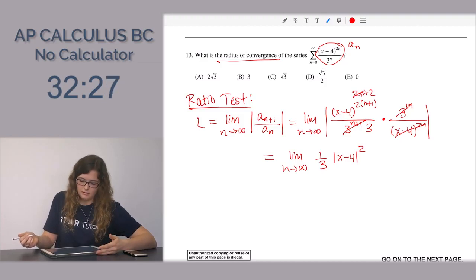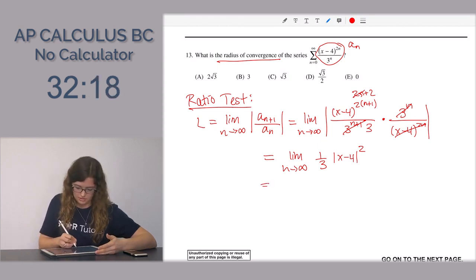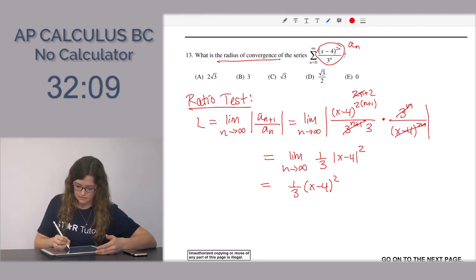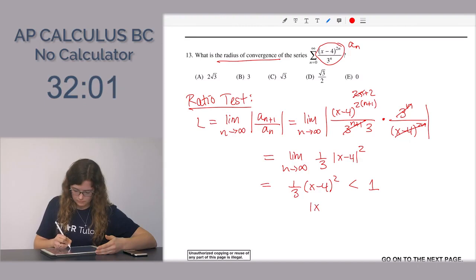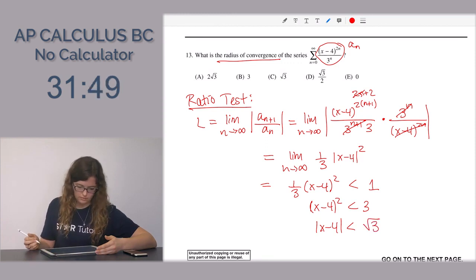So now I'm taking the limit. This is interesting. I'm taking the limit as n goes to infinity, but there are no n's anywhere here. So this limit is just 1/3 times x minus 4 squared. I'm dropping the absolute values because when you square something, it's always positive anyway. And I want that to be less than 1 so that this thing converges. So we'll have x minus 4 squared is less than 3. Then we'll need the absolute value of x minus 4 to be less than the square root of 3. So the radius here is going to be the square root of 3.